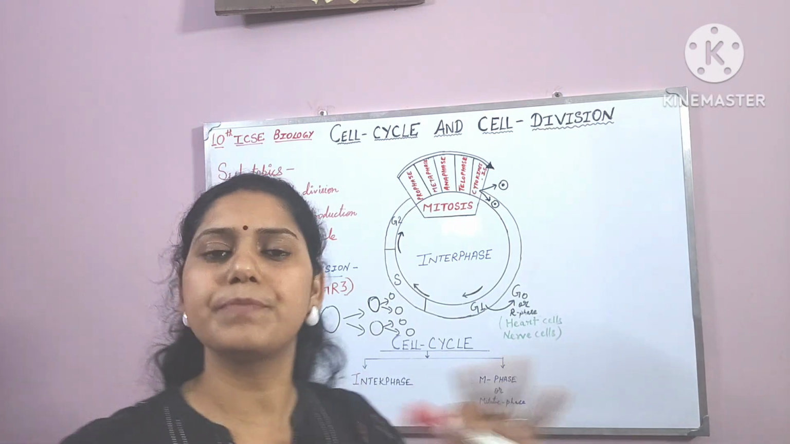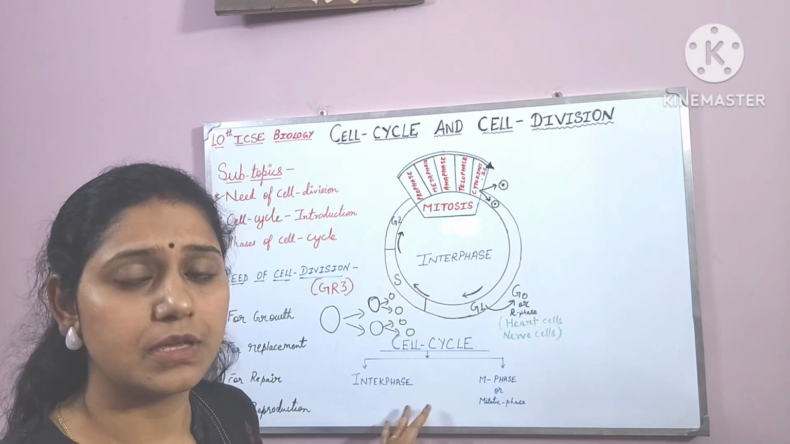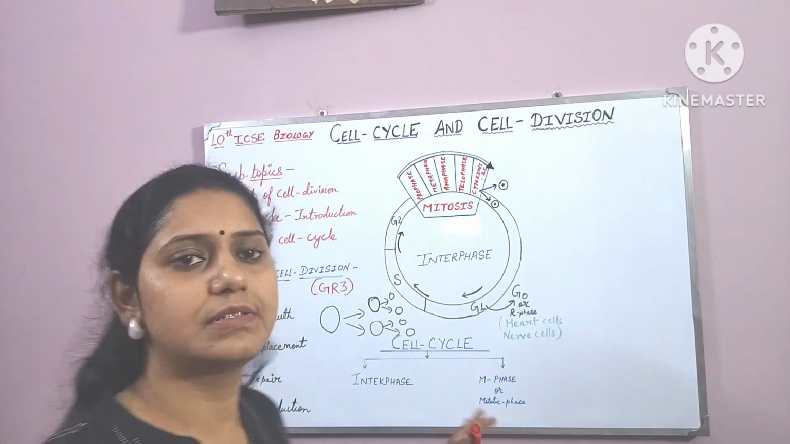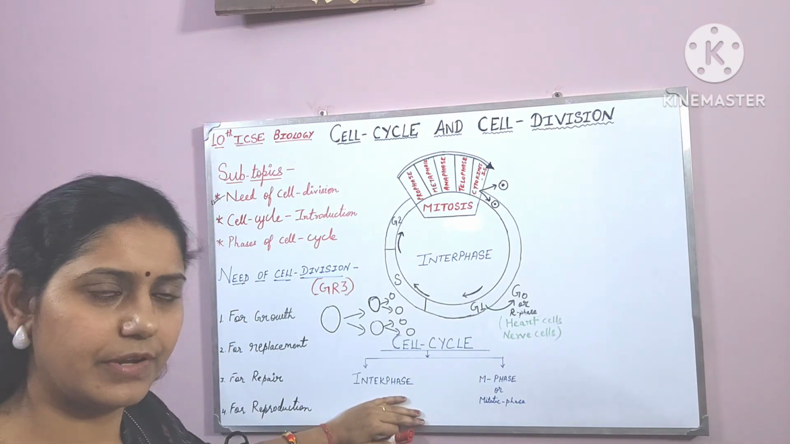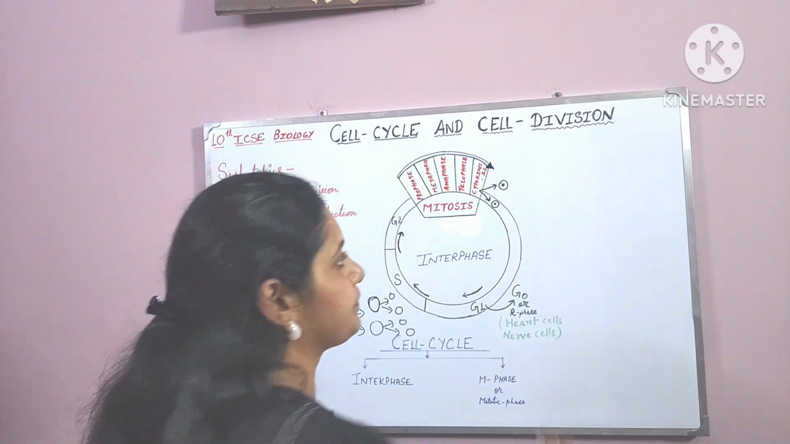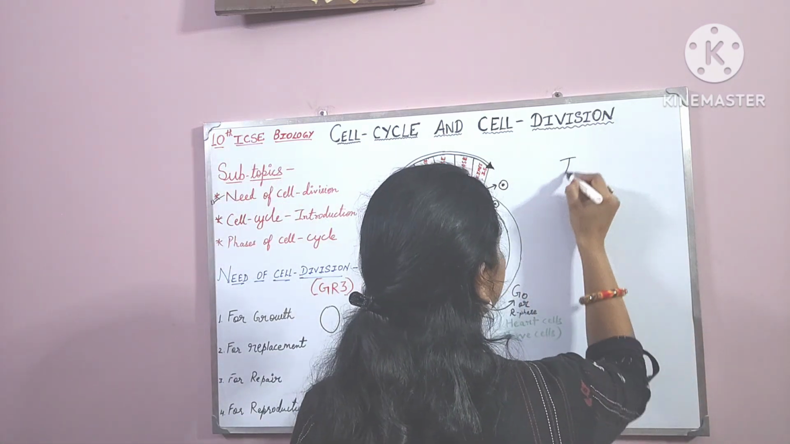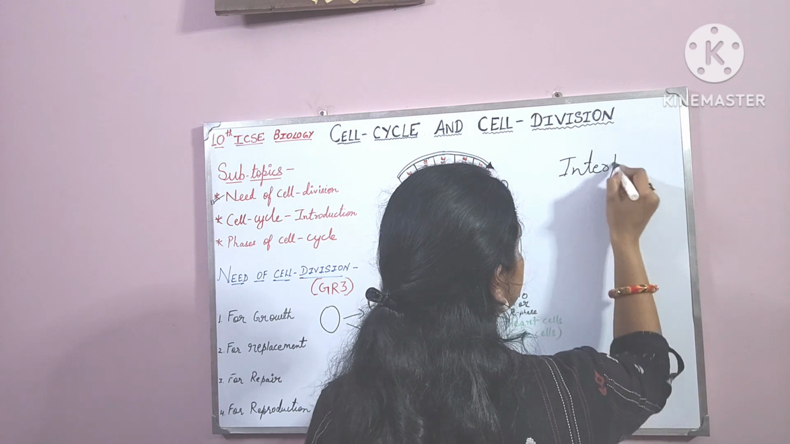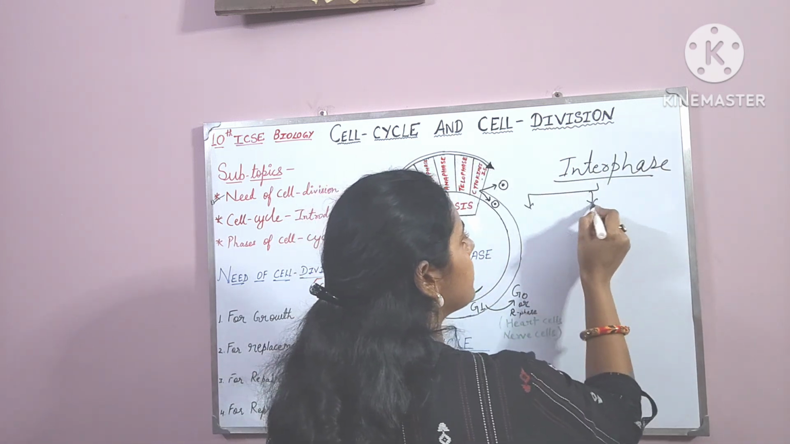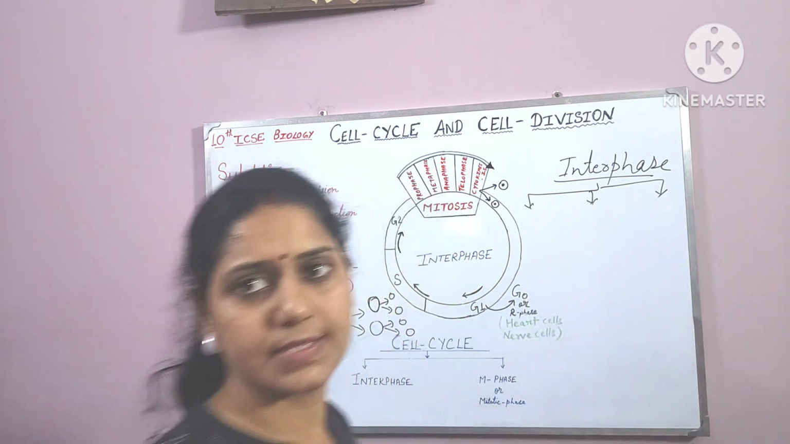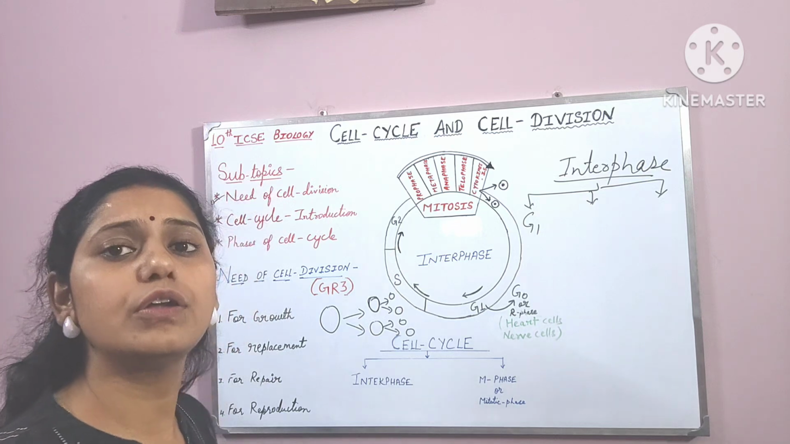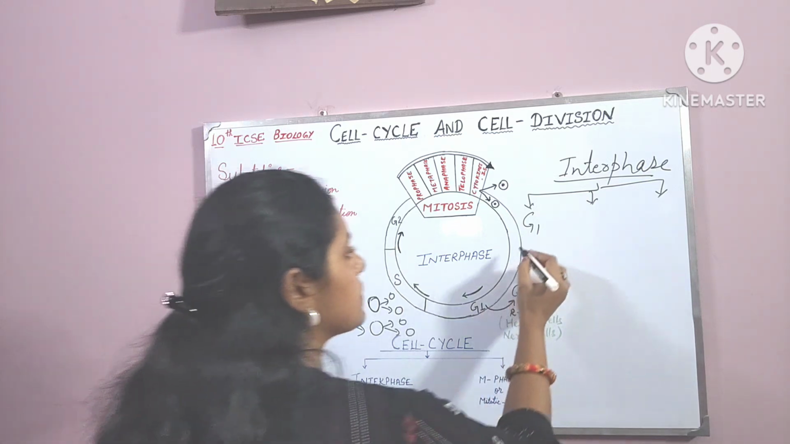So we know that all the preparations will be done in interphase. Now the preparations are also carried out in different stages of interphase. So there are again different stages of interphase. See here. Interphase is basically the preparatory phase. Interphase is divided into three phases. The first is G1 phase. G is for growth.